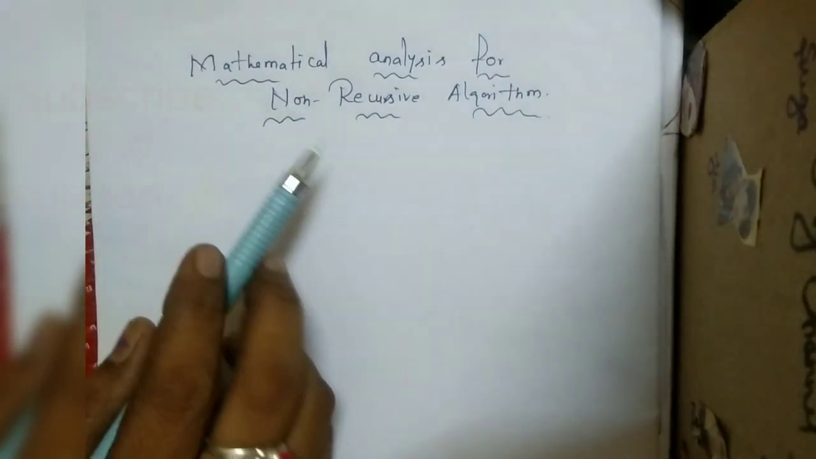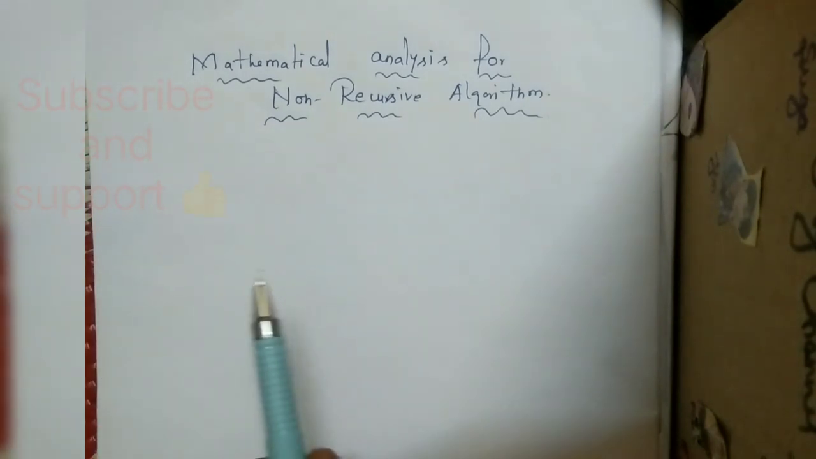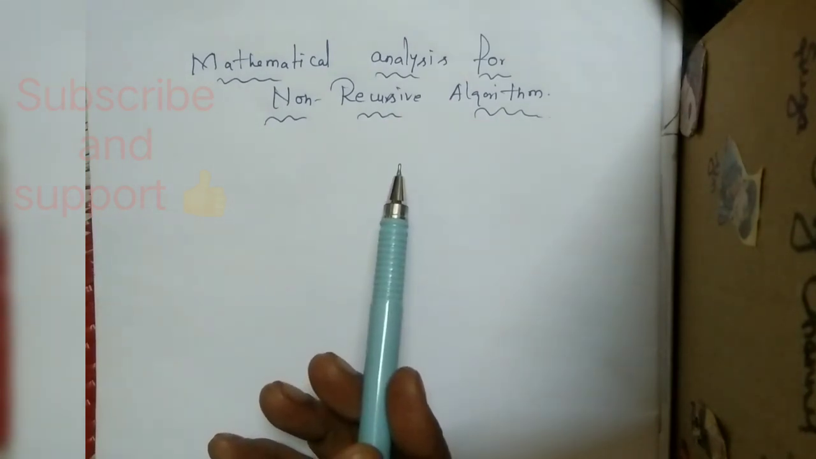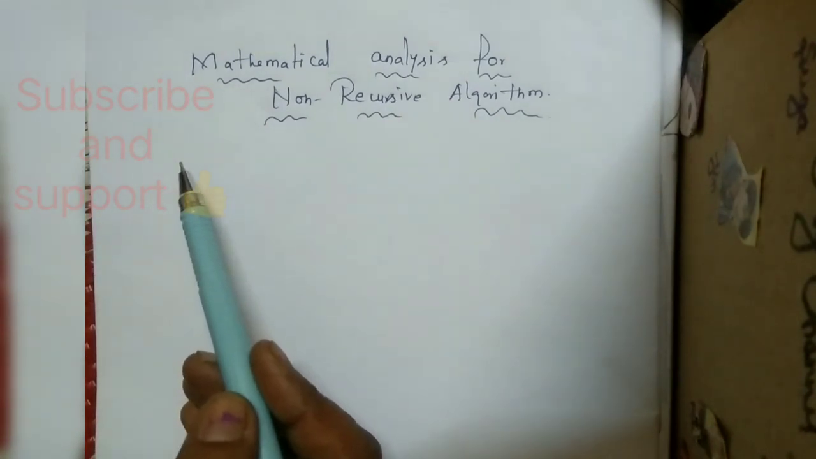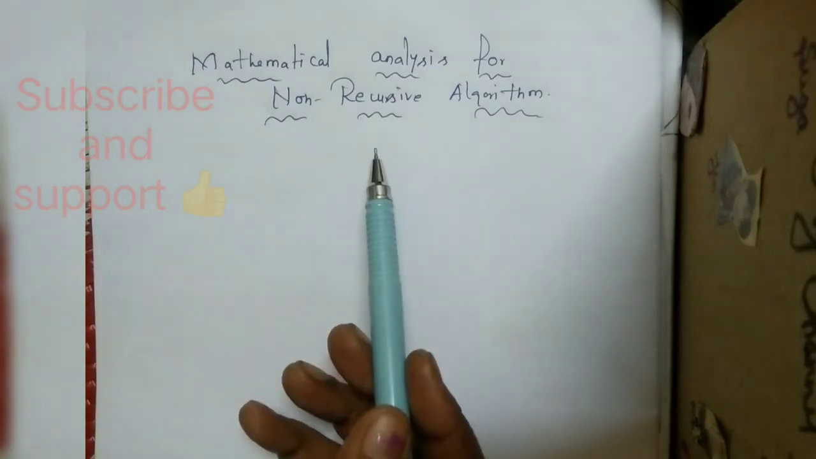Today we are going to discuss the mathematical analysis for non-recursive algorithms. So we know what is non-recursive: a function which doesn't call itself is called a non-recursive algorithm. Now we are going to discuss two examples of non-recursive algorithms.